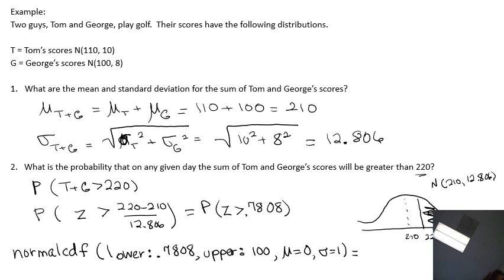And when I enter that into the calculator, I see that my answer is 0.2175. So there's a 21.75% probability that the sum of Tom and George's scores, Tom plus George, is greater than 220. So not great. Just about a 20% probability.